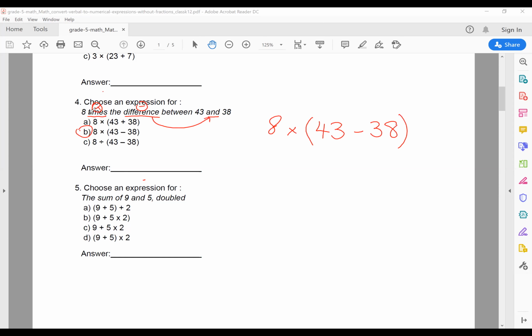Question 5 is actually interesting. The sum of 9 and 5 doubled. The word doubled in this case means what? It means multiplied by 2. So the sum means addition. So addition of 9 and 5 in parentheses because we should start with it. Doubled, which means multiplied by 2. Therefore, option D.